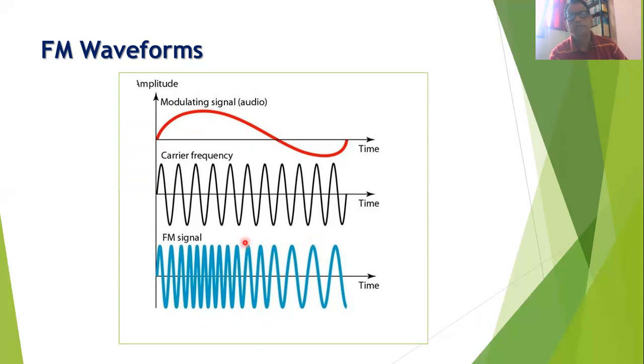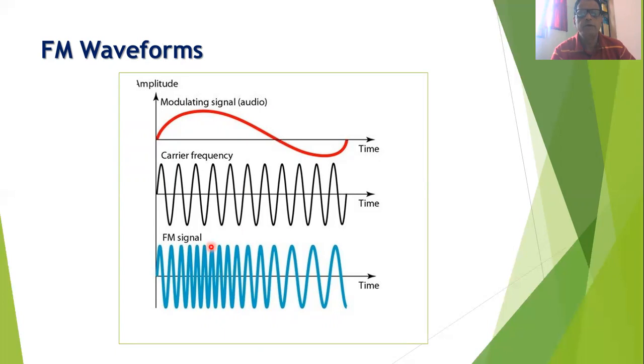So here you can easily observe that there is a continuous variation in the frequency of the FM signal, and this variation is proportional to the amplitude of the modulating signal. Here also you will observe that the amplitude of the FM signal remains constant. In AM, we have seen that the amplitude continuously goes on changing. But in FM, the amplitude remains constant while there is a change in the frequency.